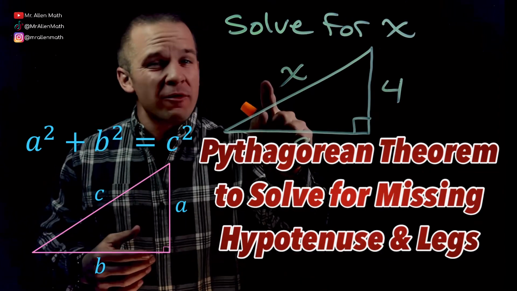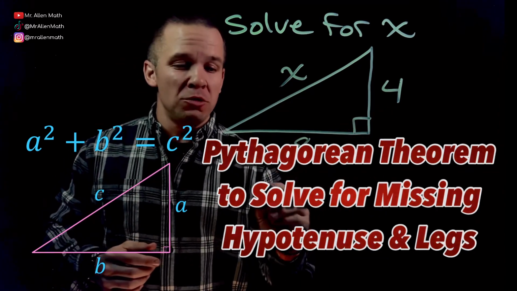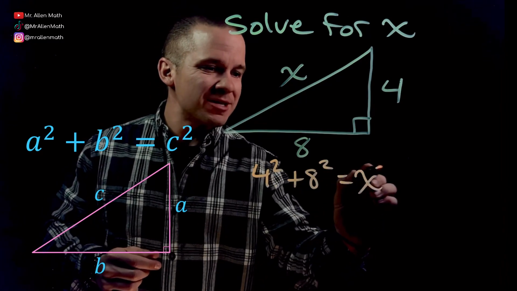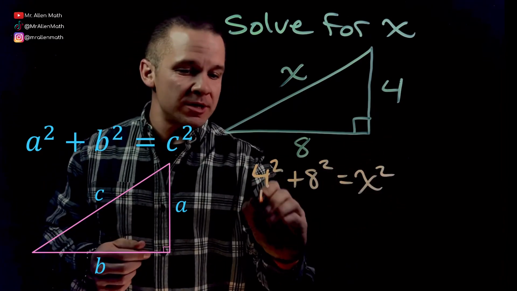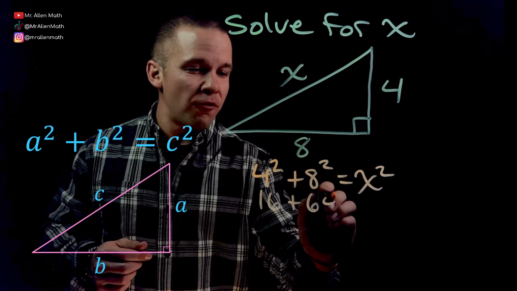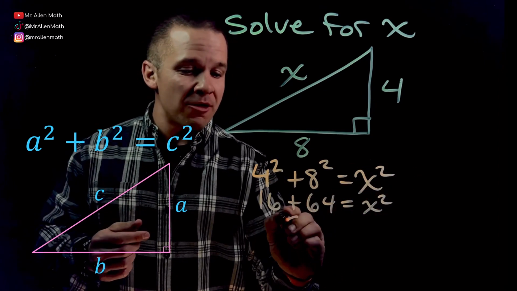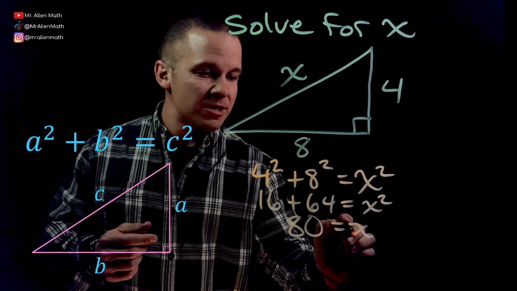It's time to bust out the greatest theorem of all time, the Pythagorean Theorem. So I'm solving for my hypotenuse, which means I'm going to use my two legs as 4 squared plus 8 squared equals x squared. Now, 4 squared is 16, 8 squared is 64, and x squared will just remain x squared. If I add those two together, I get 80 equals x squared.